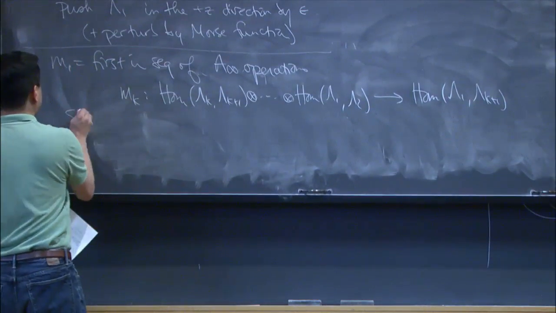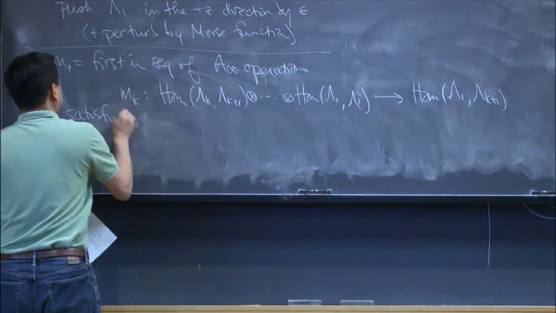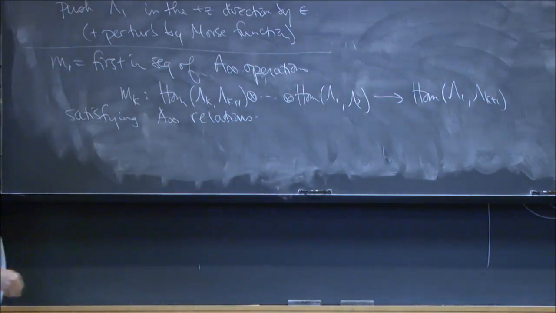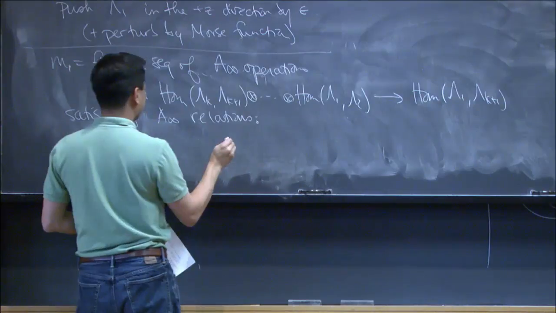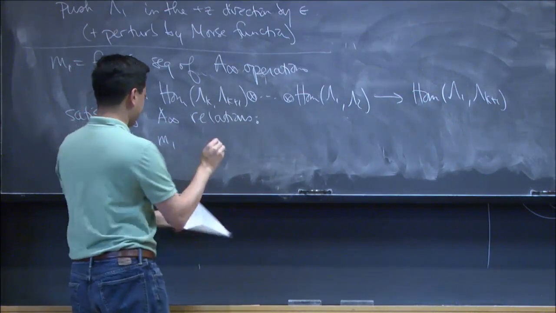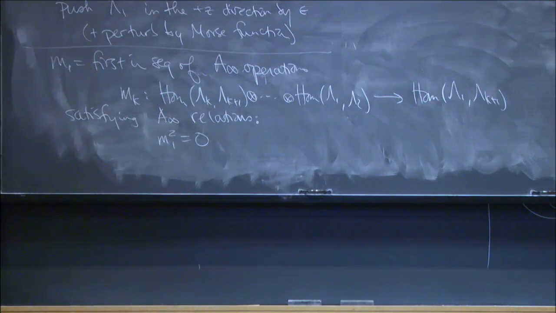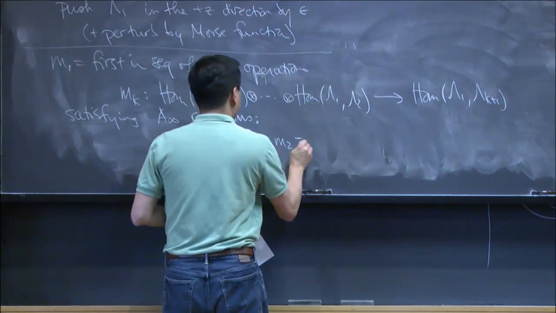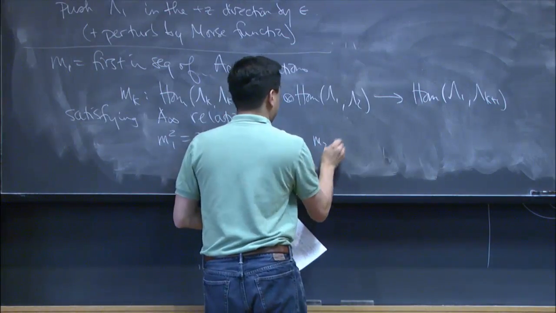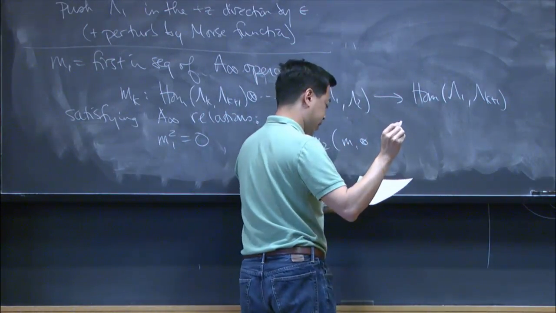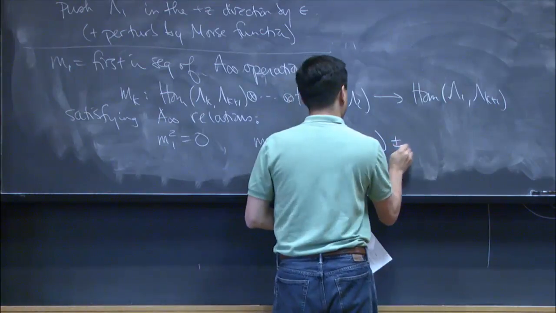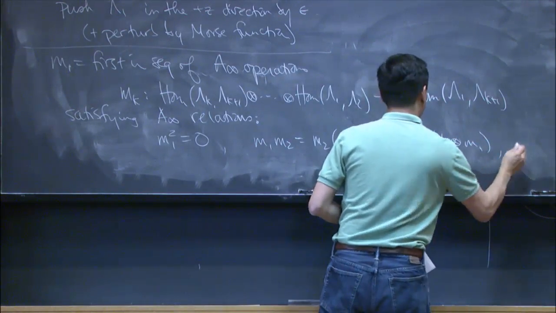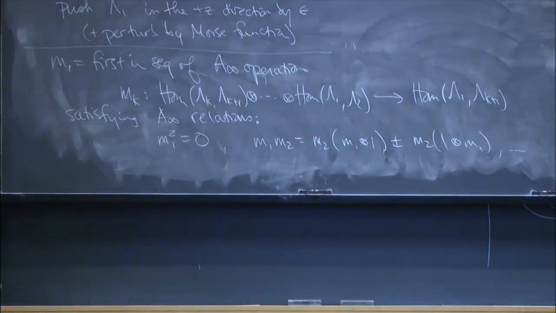And so these satisfy the A-infinity relations. If I were actually to try to write these down, it would take me longer than I want to, but let me just note the first one is m1 squared is 0, and the next one is that m1 composed with m2 is equal to m2 of m1 tensor the identity, up to signs. There's some sequence of relations that they satisfy.